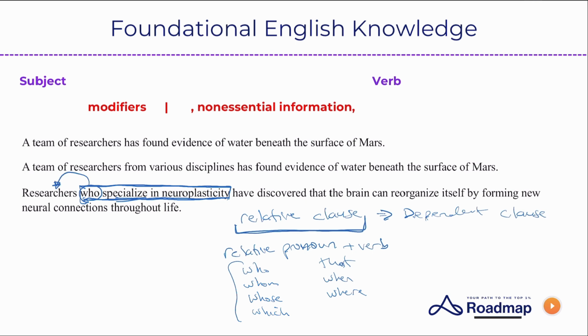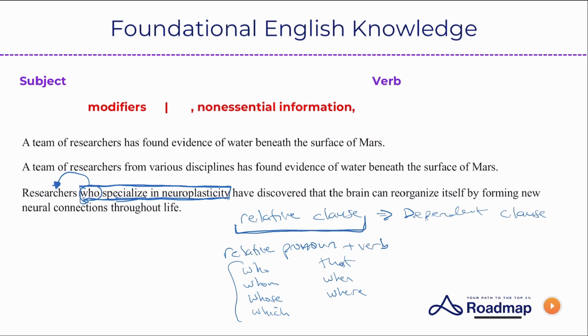And what it does is it talks about a specific group, right? A certain type of researcher. Not researchers who specialize in business or researchers who graduated from top 10 schools. We're talking about researchers who specialize in neuroplasticity. It's those guys, okay? So relative clauses also act as modifiers, because modifiers, as a basic definition, are just a group of words that describe something in the sentence, right? And that's what this is doing here.